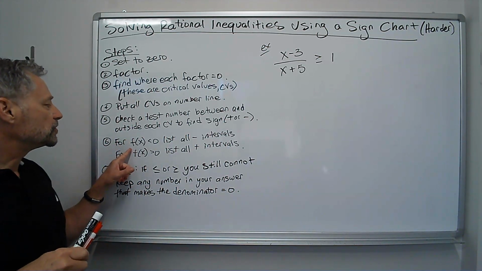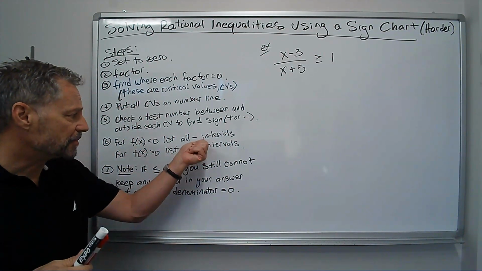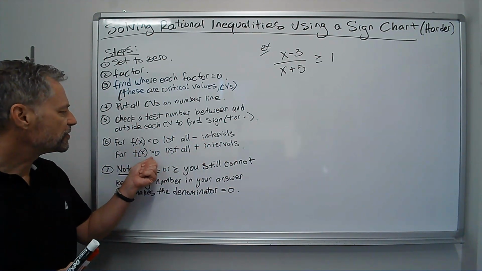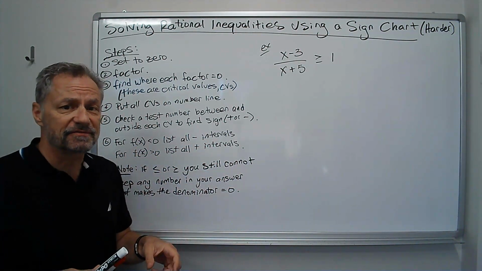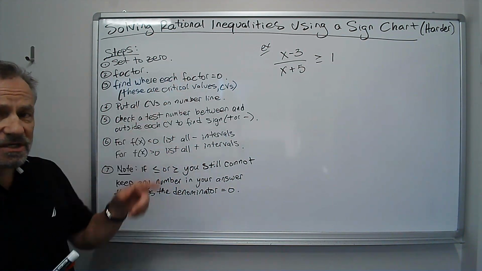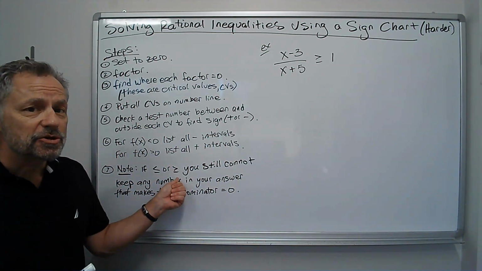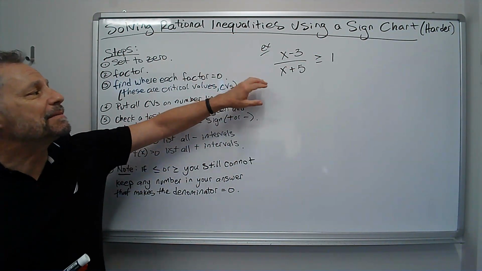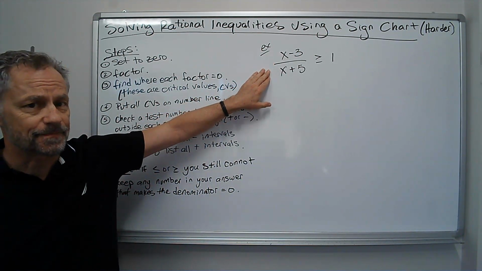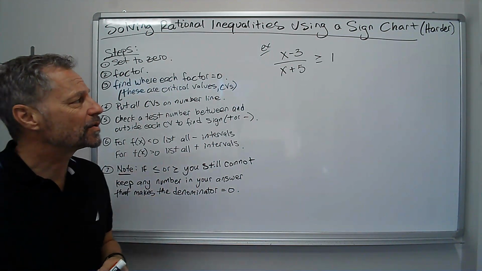And then if we're looking for where the function is less than 0, that means negative numbers. And if we're looking for where the function is greater than 0, that means positive numbers. Remember, with rational inequalities, even if you have the less than or equal to or the greater than or equal to, you can't keep any number that makes the denominator 0. All right, so let's go through this problem using these steps to see how it works.